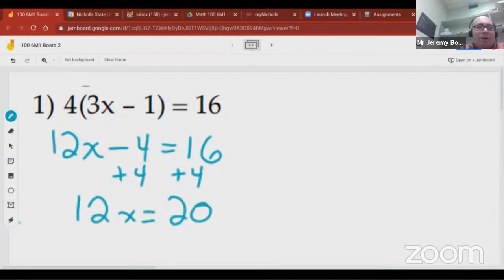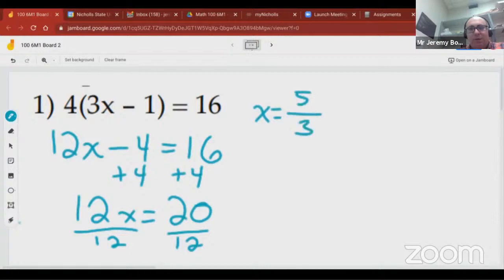And to solve that, we want to isolate the x by itself. Right now, it's times 12. So we're going to divide both sides by 12. And we get x is equal to, we can reduce that and make that 5 over 3 if we reduce both 20 and 12 by 4. And so my solution set is going to be a set containing 5 over 3.